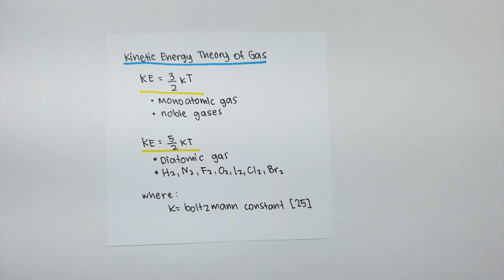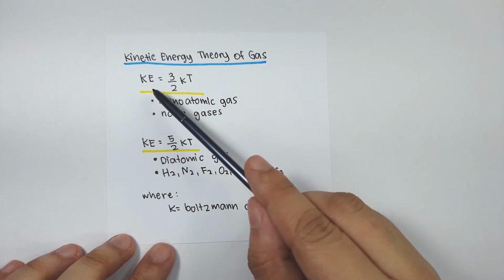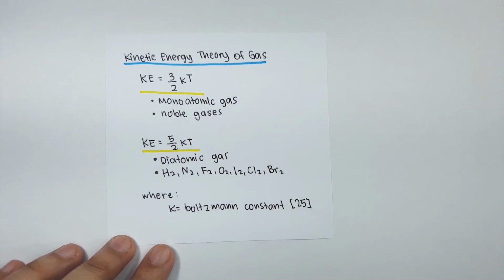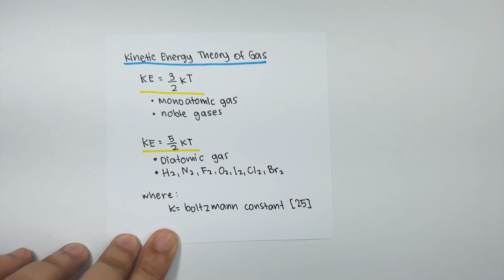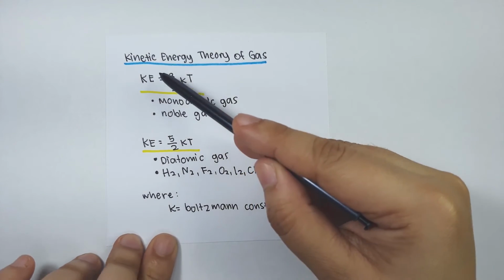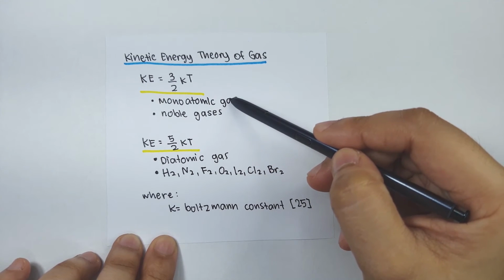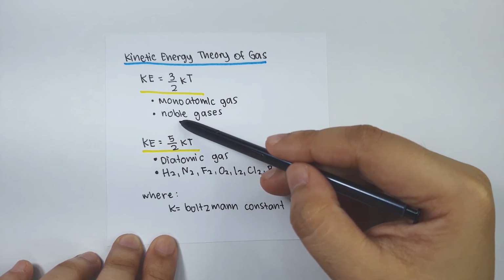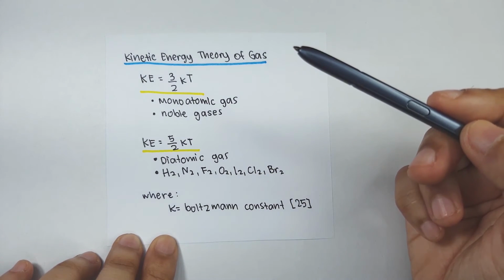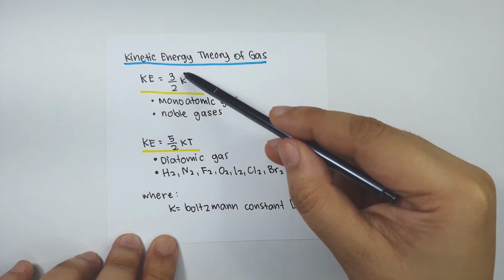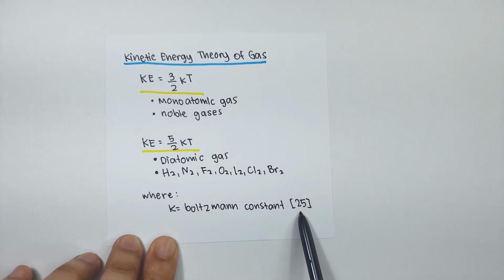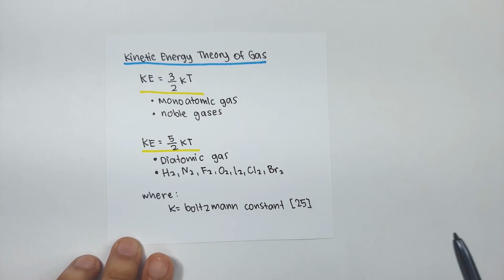So, according sa kinetic energy theory of gas, yung kinetic energy of gases is directly proportional to temperature. So, may dalawang formulas ako dito na I want you to memorize. First is we have KE is equal to 3 over 2 kT. So, ito ay for monoatomic gas. So, example sa mga monoatomic gas ay yung mga noble gases natin. And take note lang na k is the Boltzmann constant. That is constant 25 in your calculator.